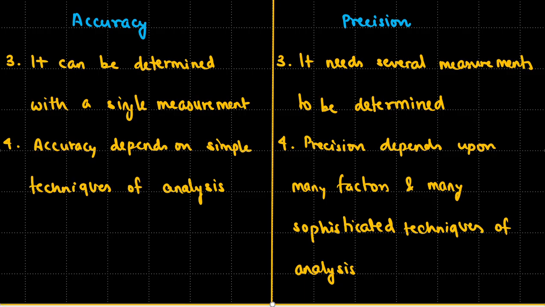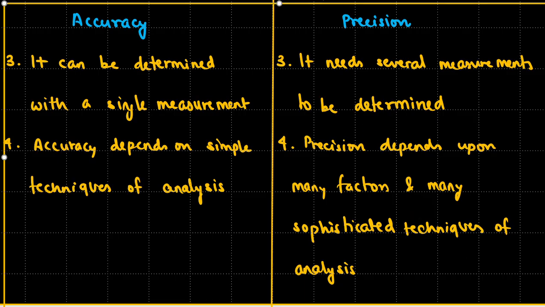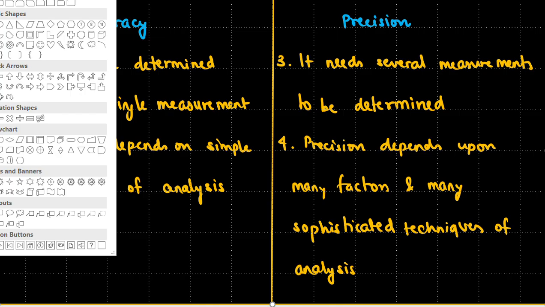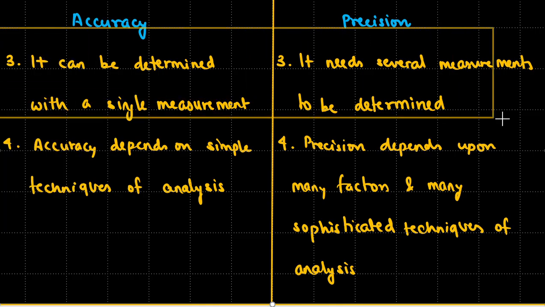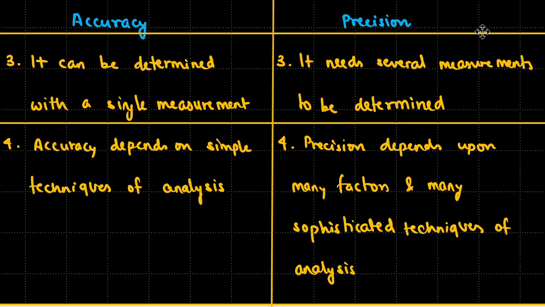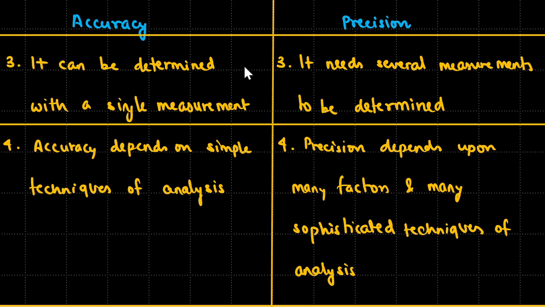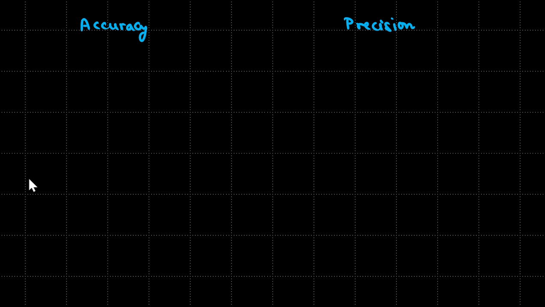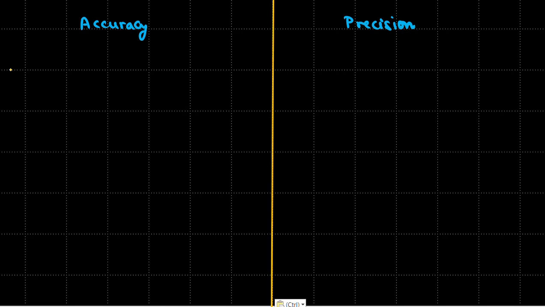So let's make some brackets. So one bracket right over there. Let's move this a little bit down, and boom. So now let's talk about some more points. So let's write accuracy and precision. Let's get the middle line from here and let's write the points.